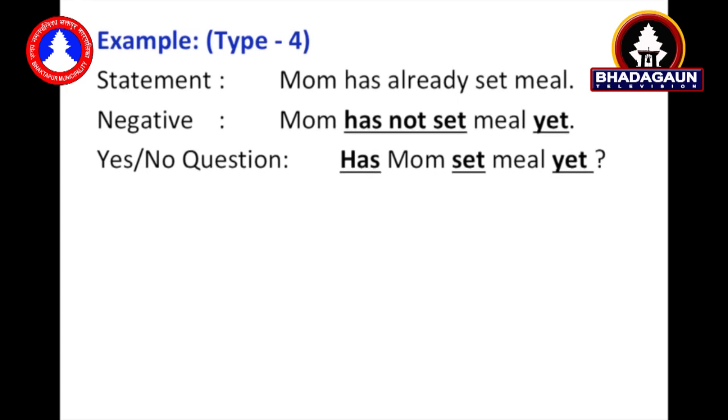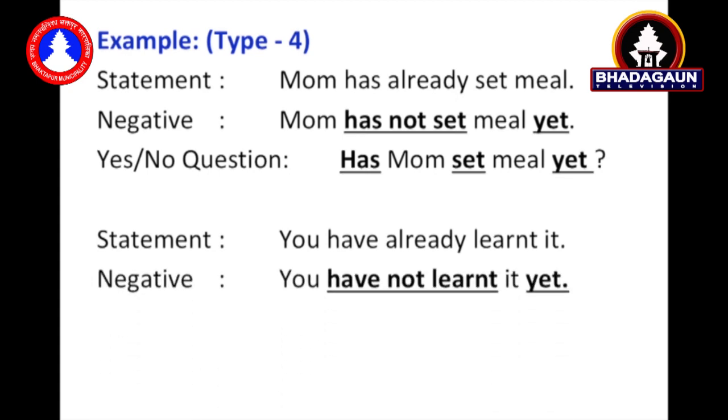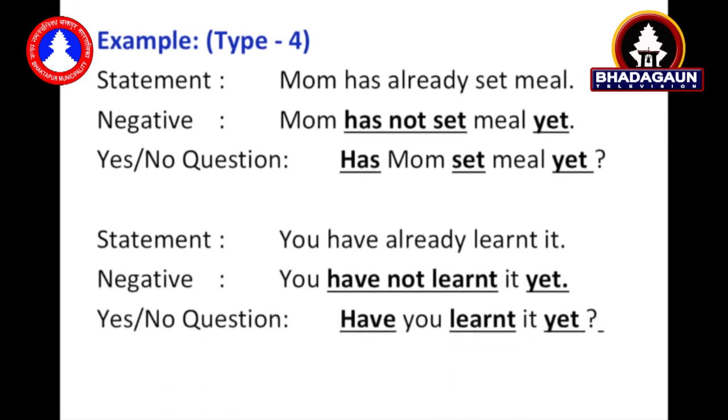Let's take another similar example. The statement is: you have already learned it. Dear students, do we have an auxiliary verb here? Yes, that is have. And we use not next to have to make it negative. And again we have already here, and this already is changed into yet. Let's see the negative statement: you haven't learned it yet. So not is used next to the auxiliary have and already is changed into yet. In the same way, the yes-no question is: have you learned it yet? And the auxiliary have is placed before the subject and already is changed into yet.